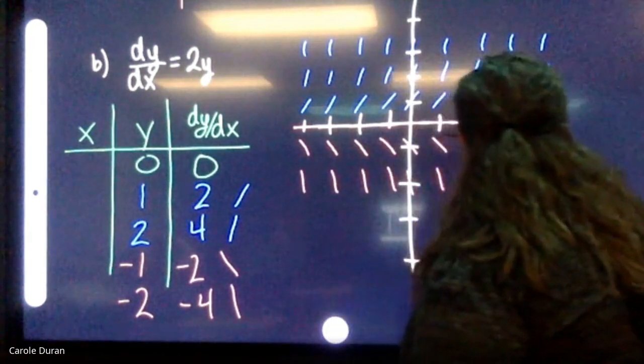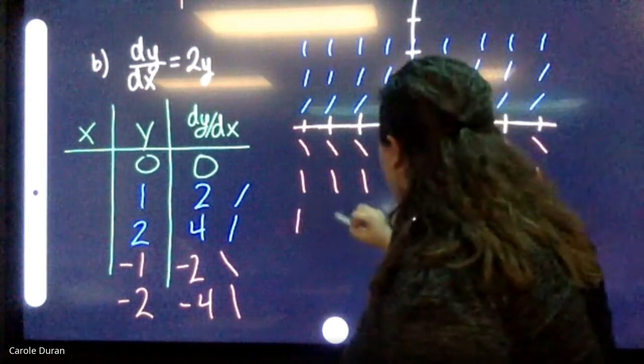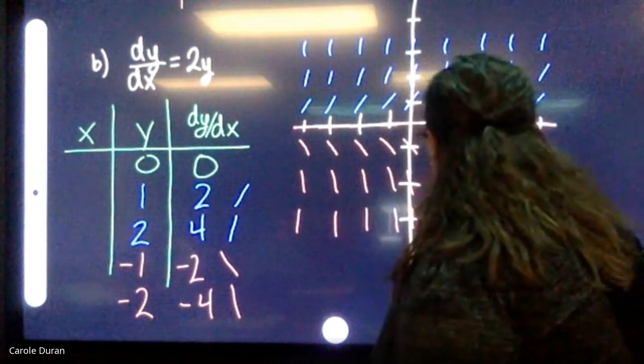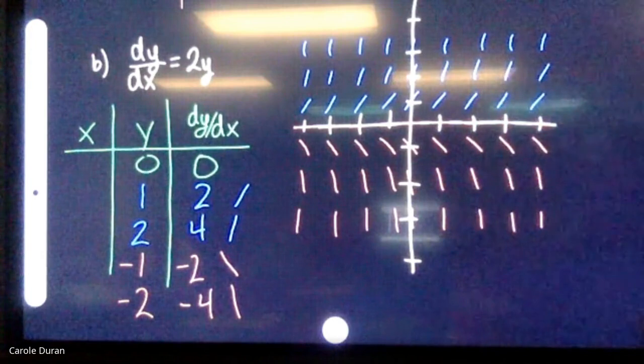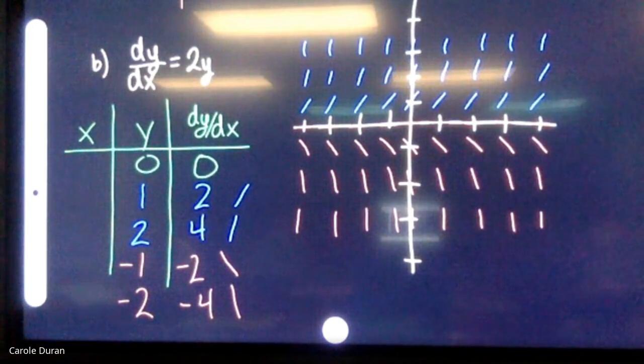Now ours are a little off. That's fine, as long as I can tell what's happening. And I know that as I continue to go down, my lines are going to get more and more steep. So I can kind of see what happened here. It's not as pretty as the other one, but I can still see what my wave pattern is doing.